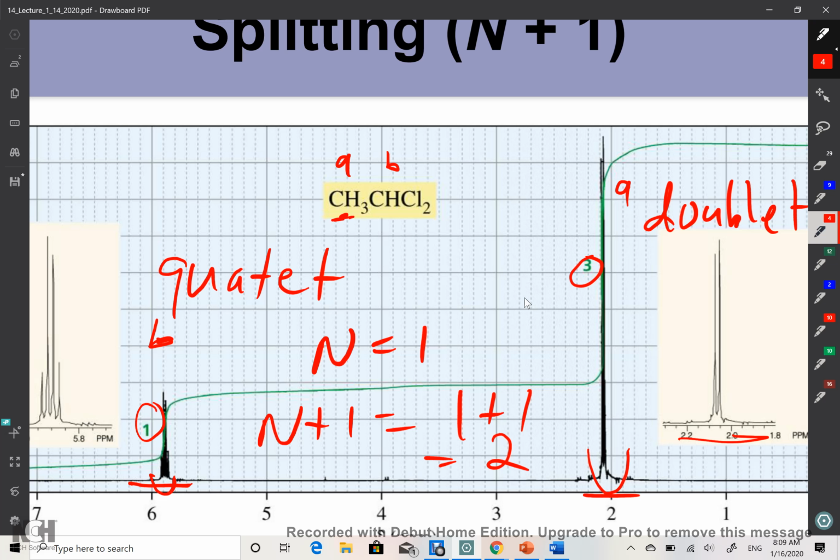When you have one peak, we refer to that as a singlet. When it is 2, we refer to that as a doublet. When it's 3, triplet. 4, quartet. 5, and so on and so forth. Does that make sense? Usually when you are more than 5, we simply say multiplet. Okay. But now, how do we have a doublet?